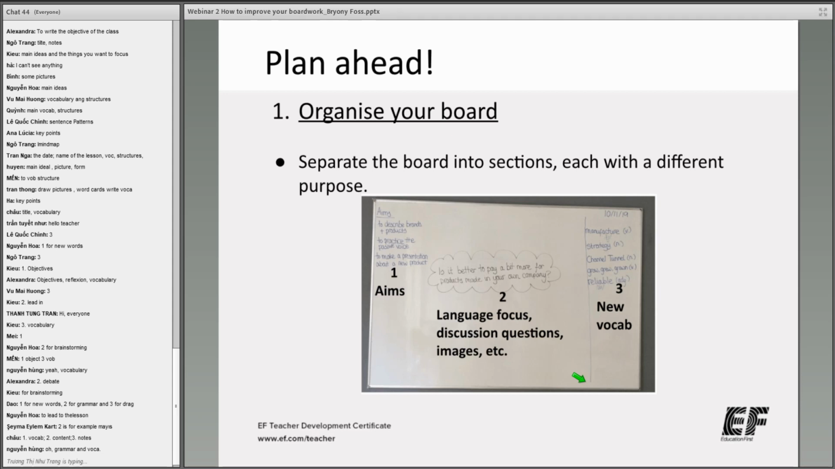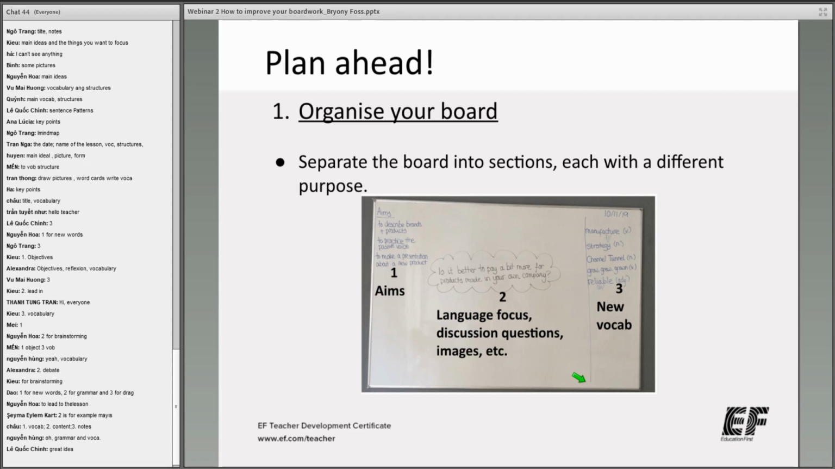Creating a system like this, how you lay out your board into different sections, and using it consistently is important as it helps students to find relevant information during the lesson. They will know where to find new vocabulary. They will know where to look if you say, everyone answer the discussion question on the board. They will know to look in the second section in the middle.